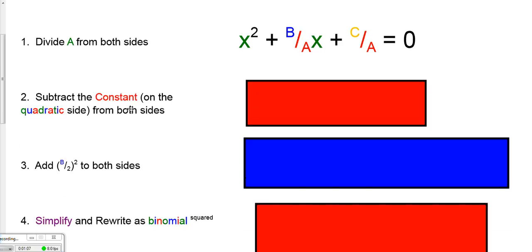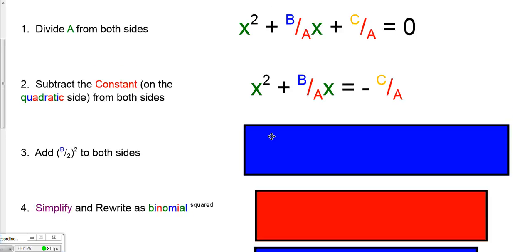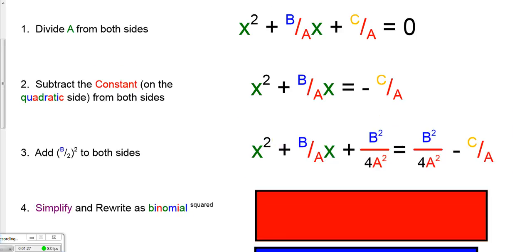Now we're going to subtract the constant, the one from the quadratic side. So this c over a, we're going to take it away from both sides. Now it's x squared plus b over a x equals negative c over a. Okay, again, we're just following the same exact steps as we did for completing the square. Next, we add half of b squared to both sides. Now technically this is no longer just regular b, this is b over a. So I have to add b over a, half of that, squared.